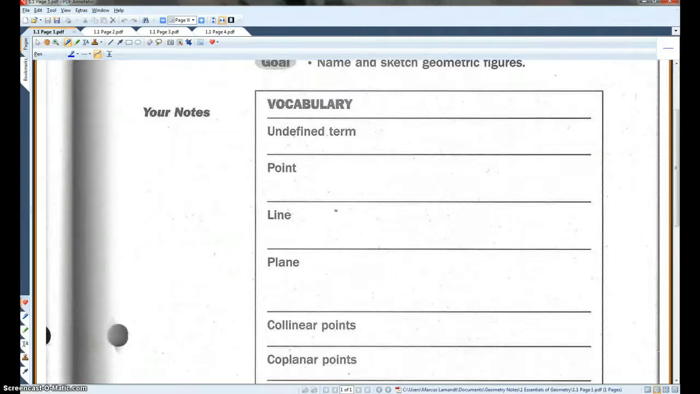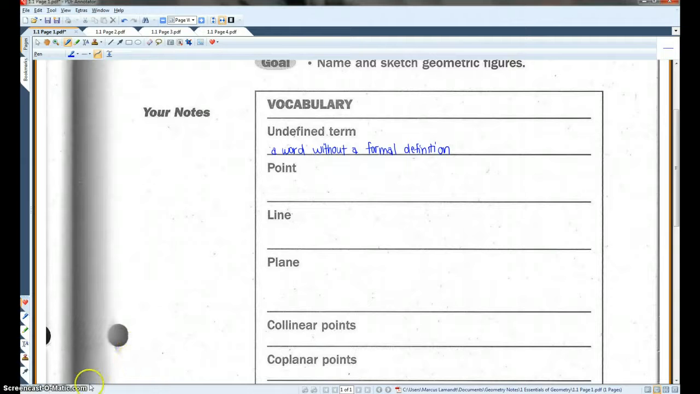Undefined term. An undefined term is a word without a formal definition. The words point, line, and plane are all technically undefined terms. They don't have a formal definition, but when you say them, everyone kind of has an idea of what they mean. Alright? A point has no dimension.